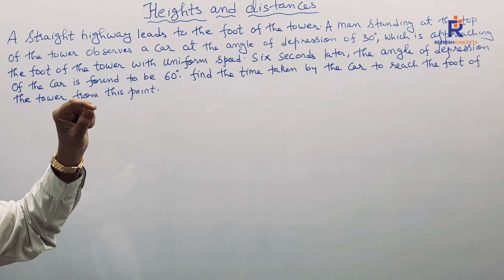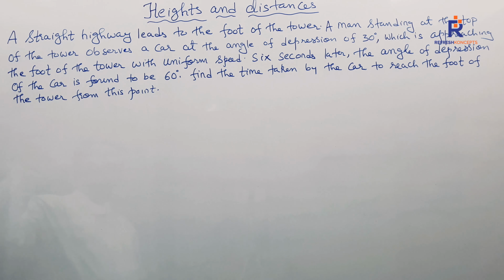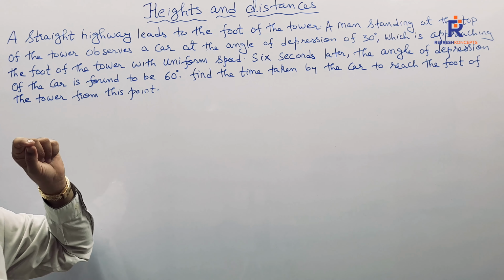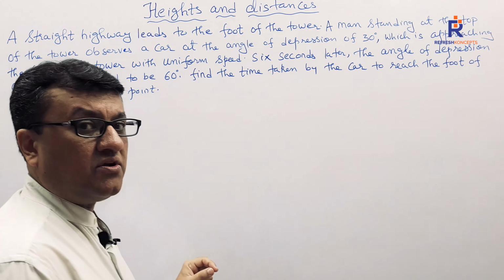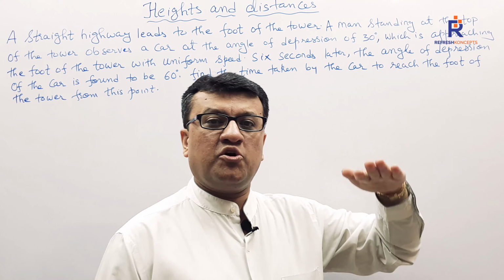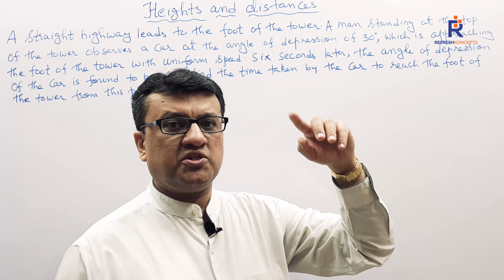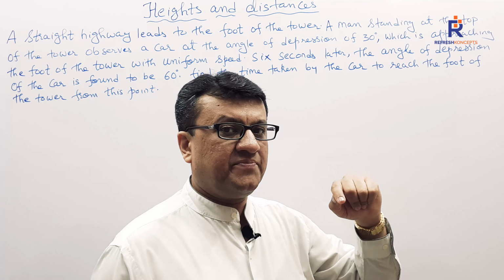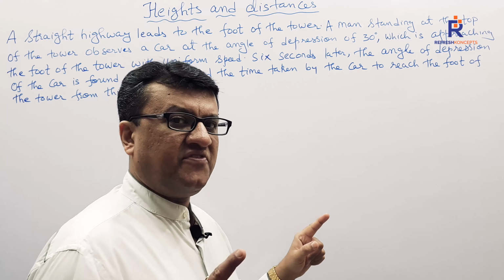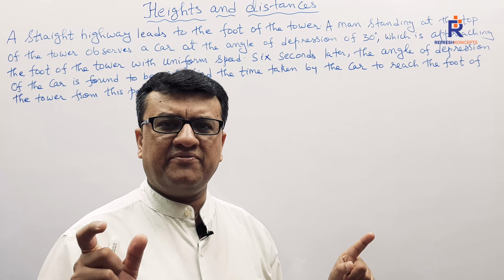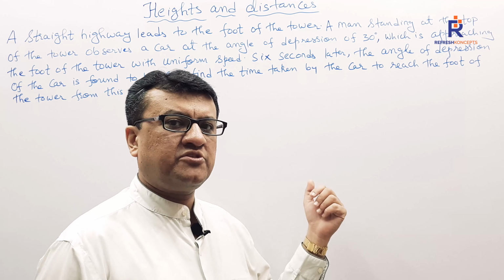A man is standing at the top of the tower, observes a car at an angle of depression of 30 degree. Children, once again we have come across angle of depression. So I hope you remember a couple of sums we did earlier, very initial sums. So what is angle of depression? Keep that in mind. And if you have forgotten, refresh your concepts, go back, watch that video, a very simple sum was done, and come back to this particular video.